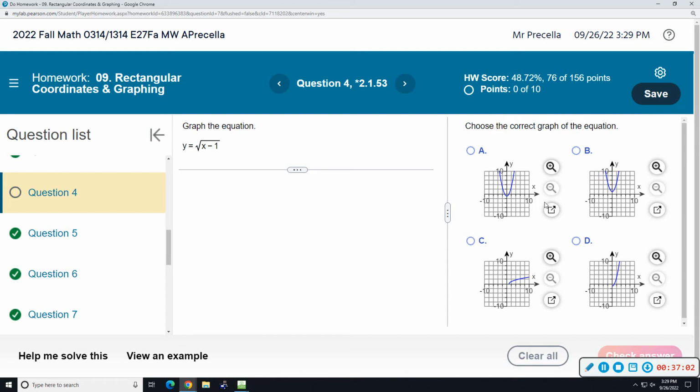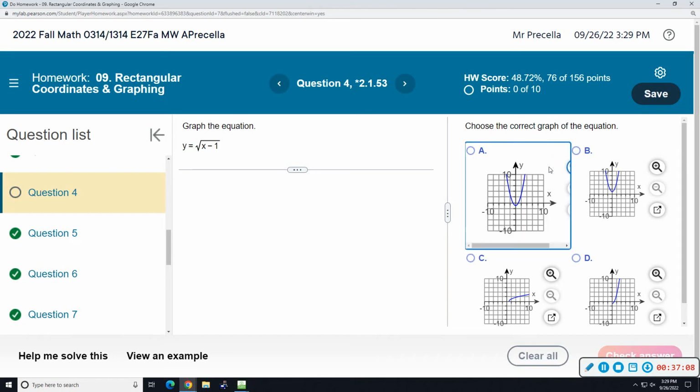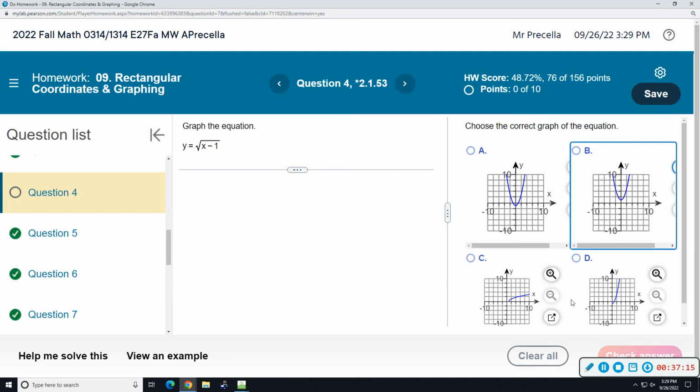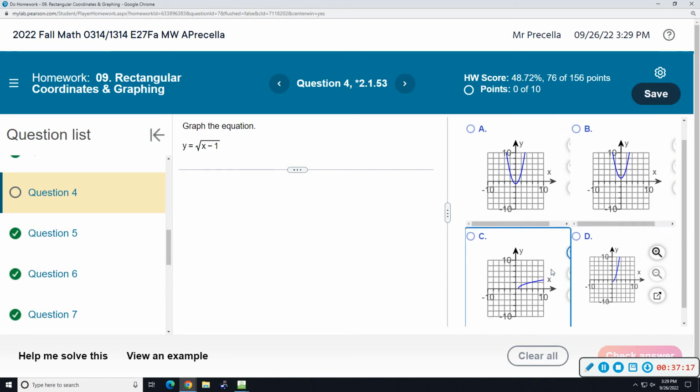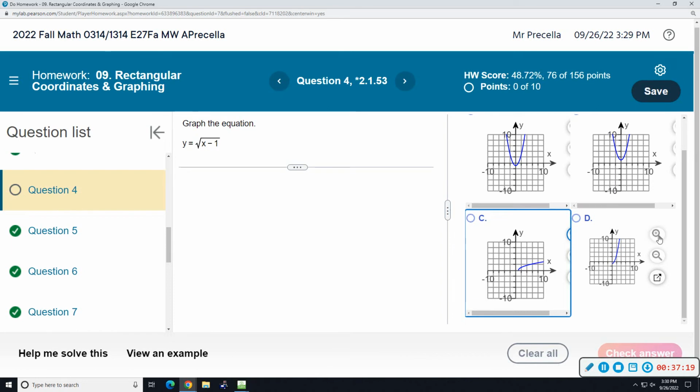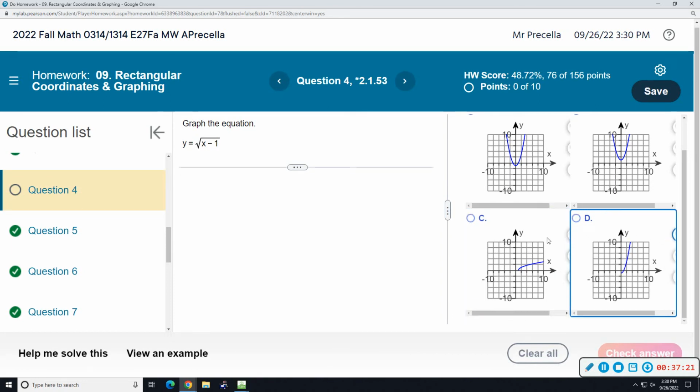Notice if I want to make the graphs pop out, I can either blow it up or have the little graphs pop out. I think I'll do it like that. Is that the one I wanted? No. What about B? No. What about C? Yes, I think that's the one I want. If you look at D, clearly not. So the only one that's even remotely close is response C.